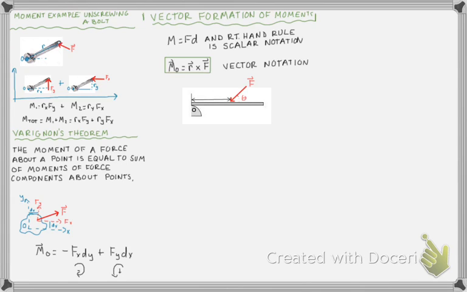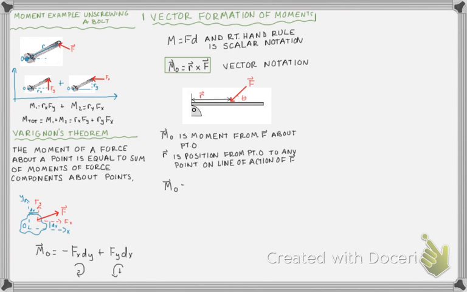And previously I had called the distance from O to the force distance D, but I'm going to go ahead and erase that and instead call it R. Okay, so we're going to define what these terms exactly are. So M_O, with a vector on it, is the moment that F causes about point O. And R is a position vector, so you'll have to remind yourself exactly what a position vector is. And it's the position vector from point O to any point on the line of action of the force.